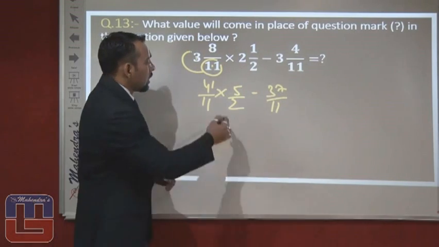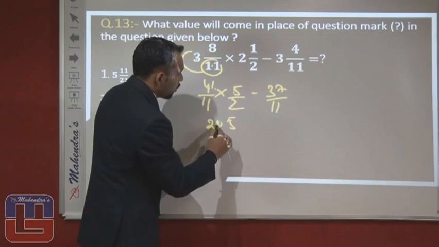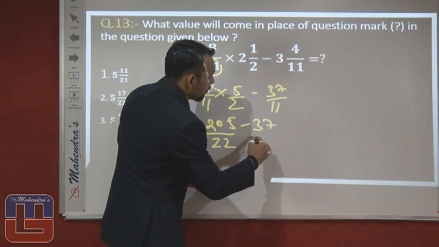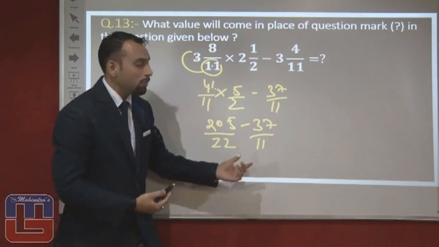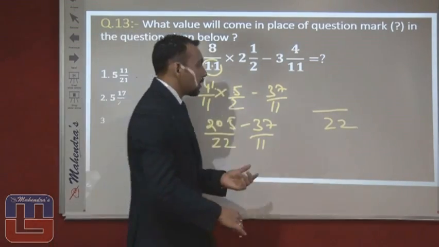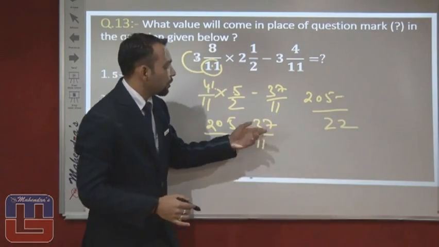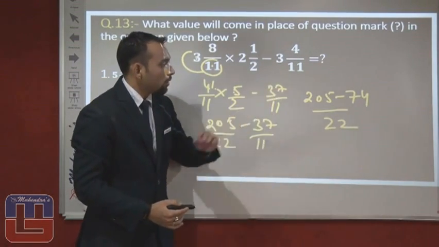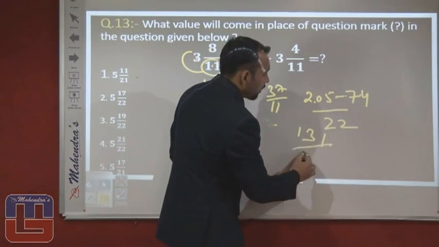Now solve this. 41 into 5 is 205 and this is 22, and minus 37 by 11. Now take the LCM of 22 and 11, which will be equal to 22. It will be here 205, 11 2 times, which means 74, we can say 37. Now solve. This is 205 minus 74, 131. This is 131 by 22.